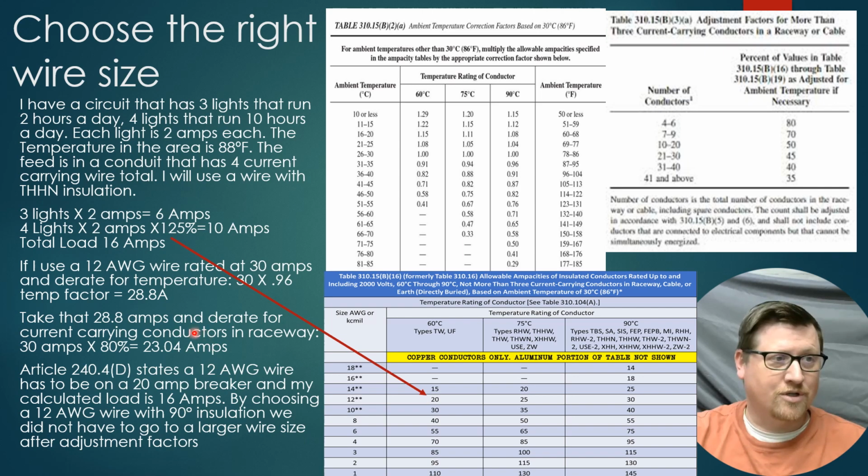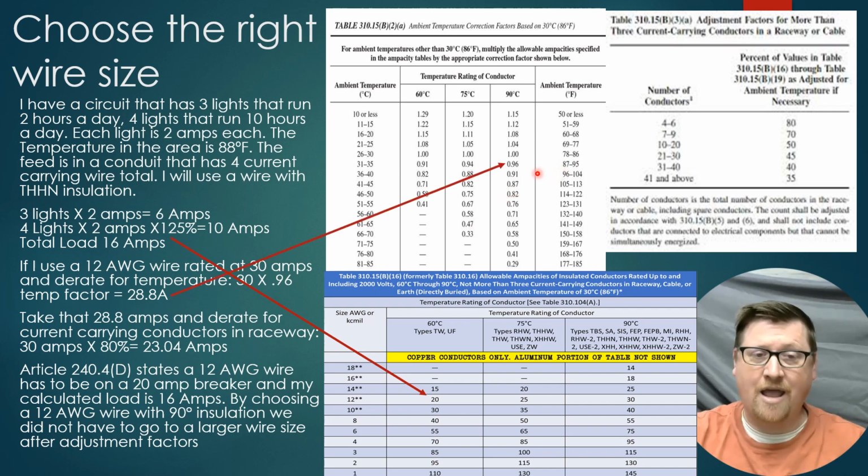So the first thing we're going to do is, if we're using a 12 AWG rated at 30 amps, we're going to have to derate for temperature because our temperature is 88 degrees. And so if our average temperature is 88 degrees, then I have to use the 0.96 times my 30 amps. I'm now at 28.8 amps.